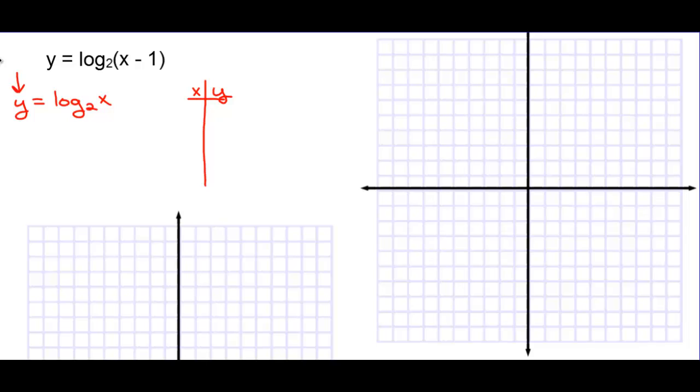2 to the 0 is 1, so x is the 1, y is the 0. That's a nice one. And then let's make nice ones. So 2 to the first is 2, so the y would be the 1. And then 4 is 2, 8 is 3, and we could go to 16 and 4, but I'd run out of room there. So that would be the chart, the XY chart for a log graph.